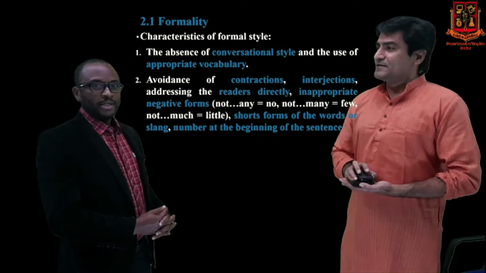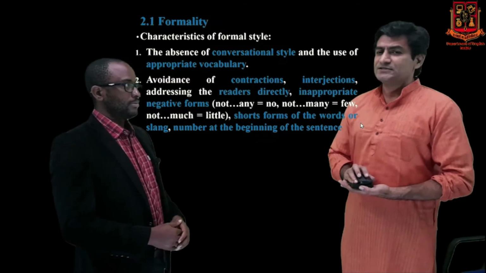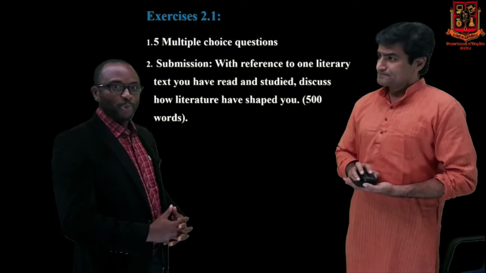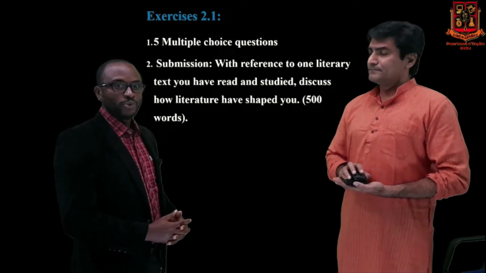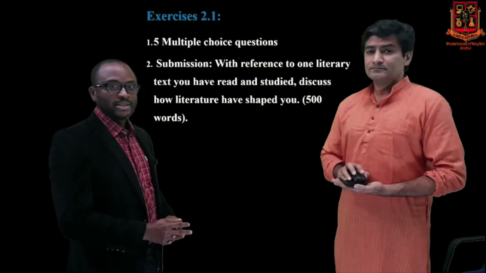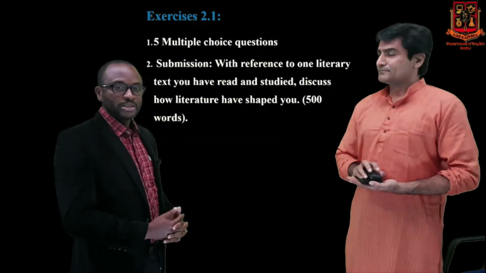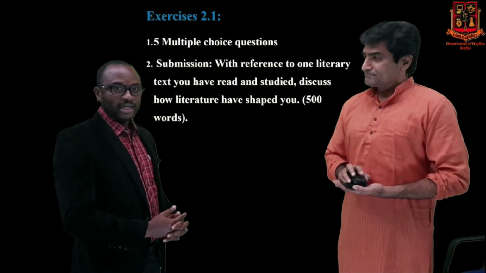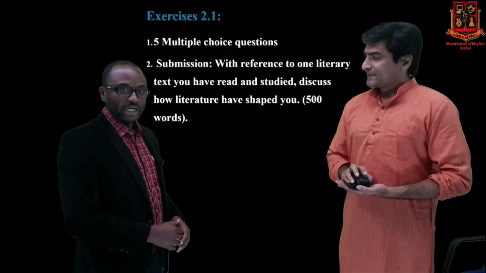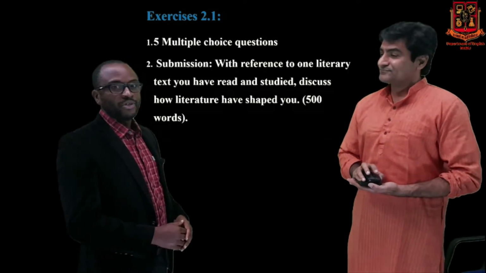Okay, so Mr. Clement, at the end of this 2.1, what are participants supposed to do? So at the end of this point, the students have to do a submission. The first one is multiple choice questions, and the second submission is a write-up. With reference to one literary text they have read or studied, they have to discuss how literature has shaped them.